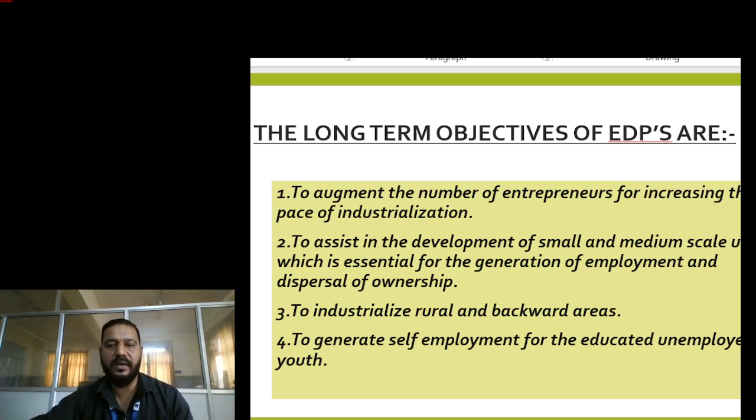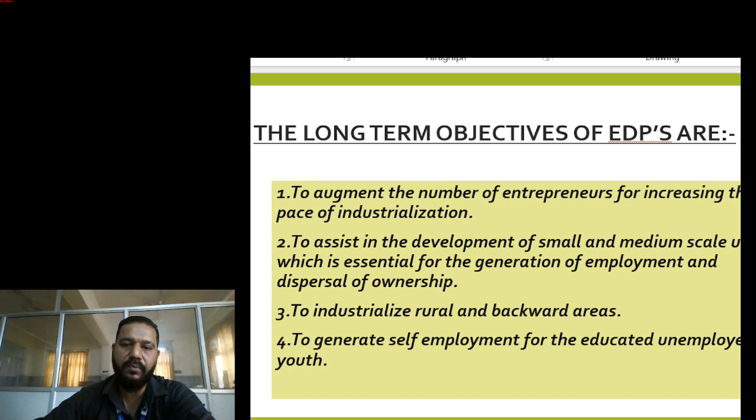Third point is to industrialize rural and backward areas. It's not only the development of the backward areas, it's also the development of the rural areas. Both of the areas should get a proper amount of development. That's why it is sometimes said to be the overall development of any country, because EDP industrializes both the rural and the backward areas.